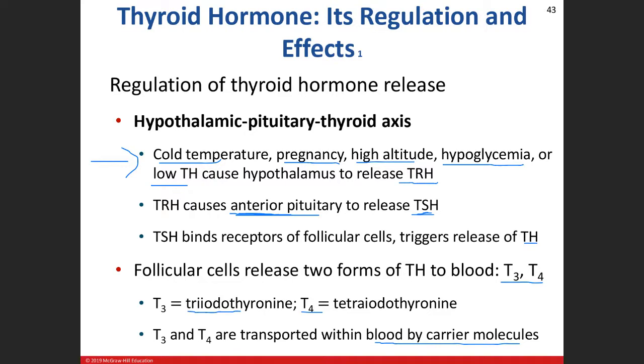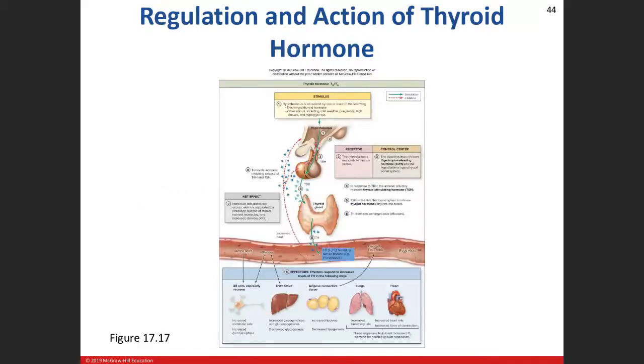Just know that if it's not bound to a carrier molecule, it had better get absorbed by a cell quickly, or it's going to start to be degraded. It just starts to break down. So that's what this picture here is. I'm just going to go over it real quick.